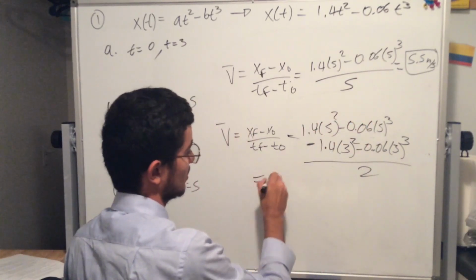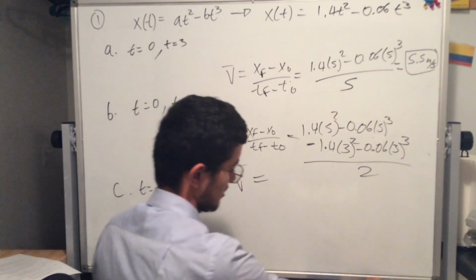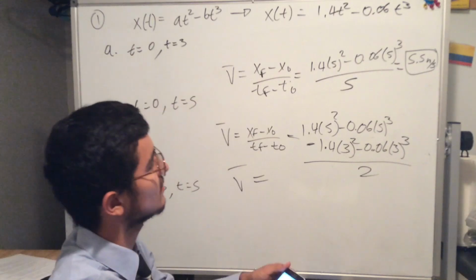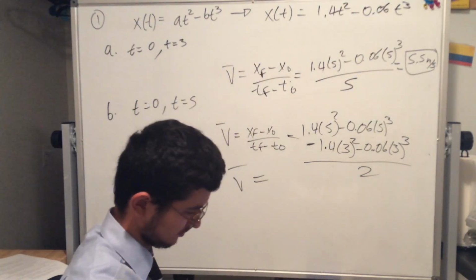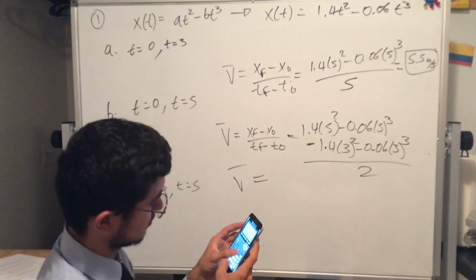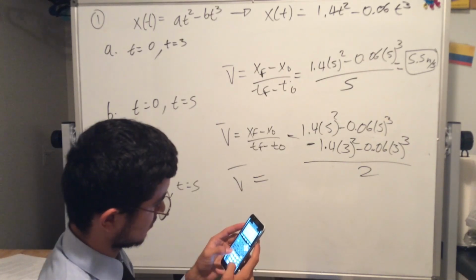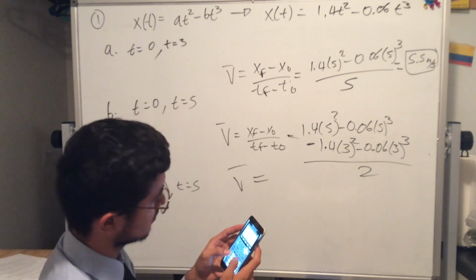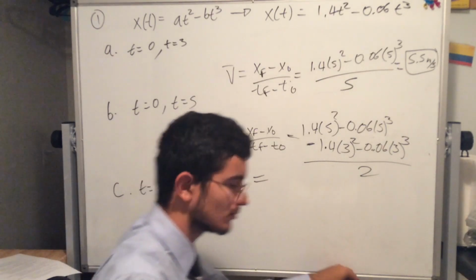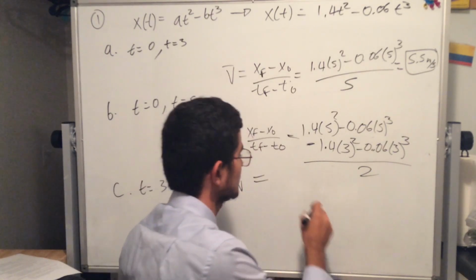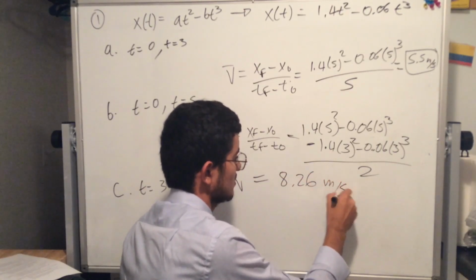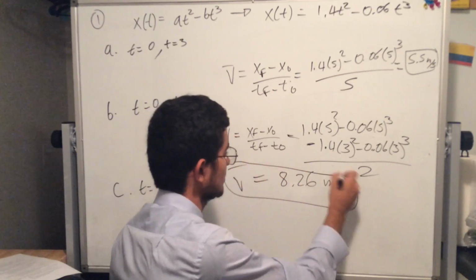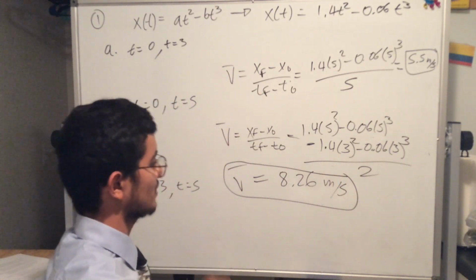And we can go ahead and plug that into our calculator. So let's go ahead and see what we get. So we get 8.26 meters per second. That's going to be the average velocity in the time interval from 3 to 5 seconds.